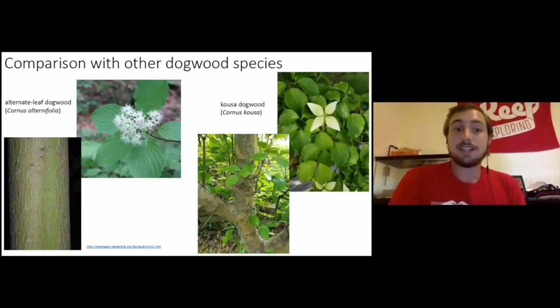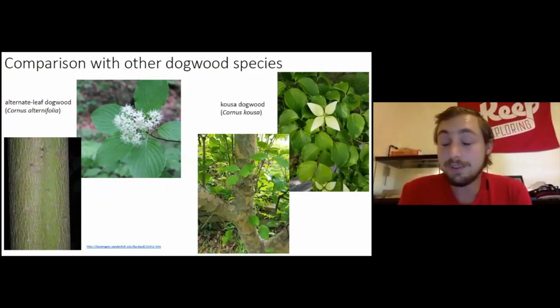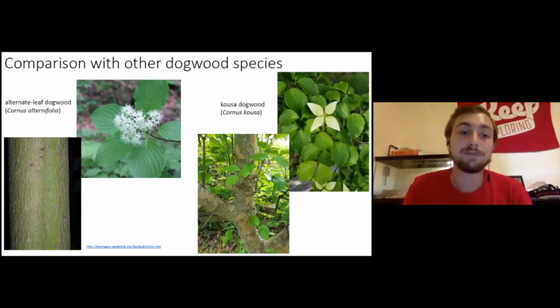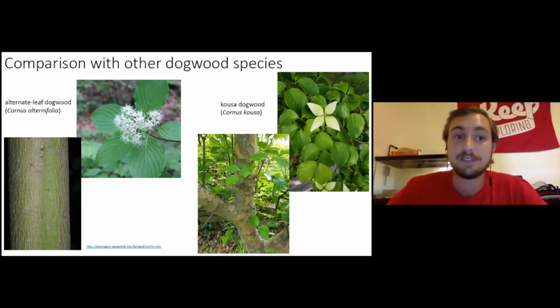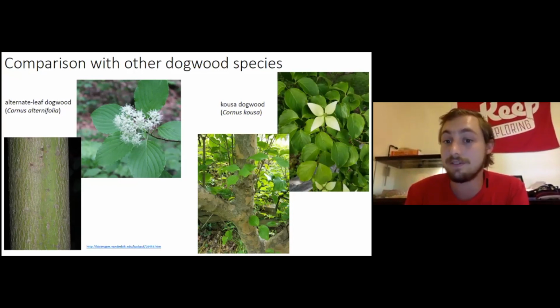So there's actually some dogwoods that break the rule. Dogwoods are more generally opposite leaved, but there's one dogwood species that is alternate leaved. So it aptly got the name alternate leaf dogwood, and even in its Latin name, Cornus alternifolia, it really tells you that it is alternate leaved. So really that's the big difference. If you find a dogwood and the leaves are not opposite, it's an alternate leaf dogwood.